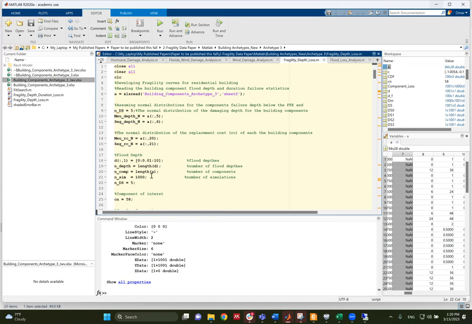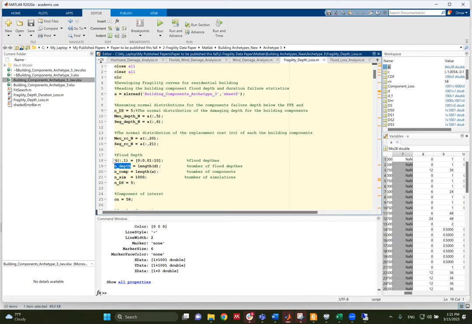So what I'm doing here, I'm generating flood depths from 0 to 10 meter with intervals of 0.01 meter, and I'm going to test each component. What is the failure probability at 0.01, 0.02, until I go to 10 meter? All right. So the next thing is the number of the depth steps.